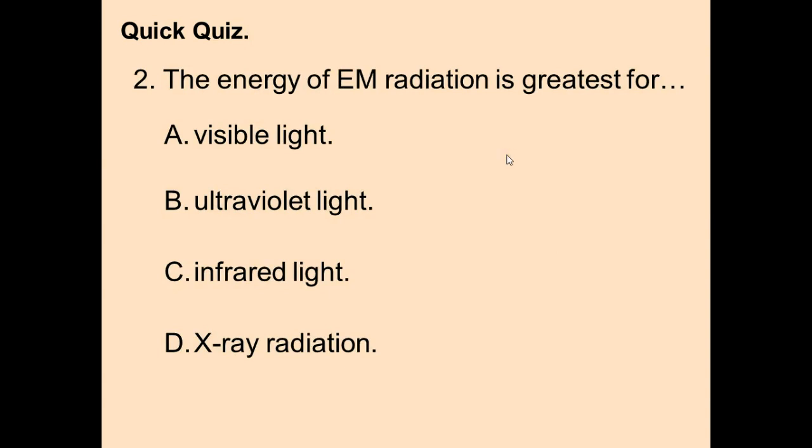So if you recall your little mnemonic, rabbits meet in very unusual, expensive gardens. So R is for radio waves, M is for microwaves, I is for infrared, V is for visible, U is for ultraviolet, X, or expensive, is for X-rays, and G is for gamma. So gamma is the greatest, but what's the next greatest is X-rays. So X-rays are the most energized radiation out of all of these, and so the answer is D.